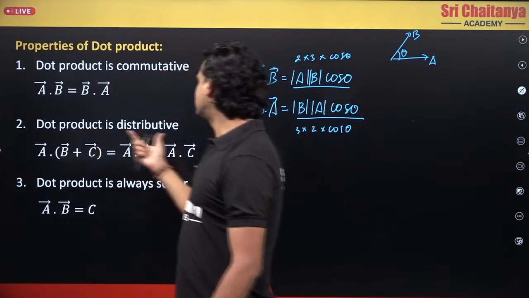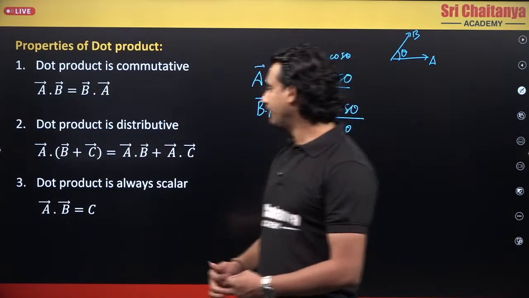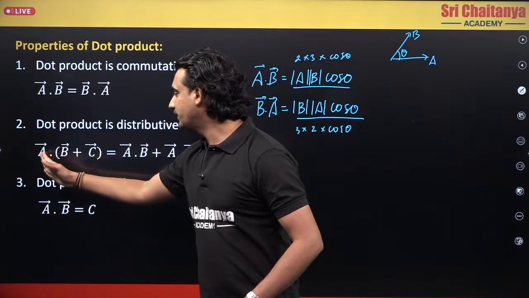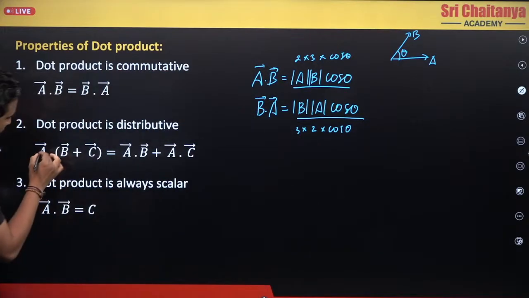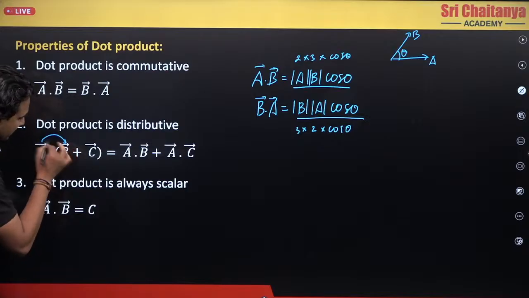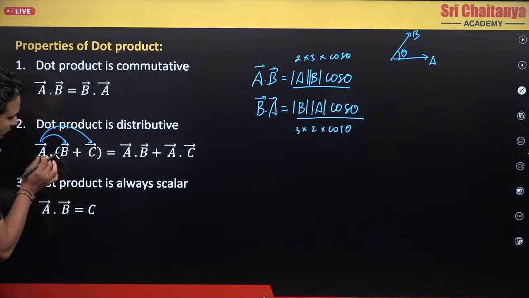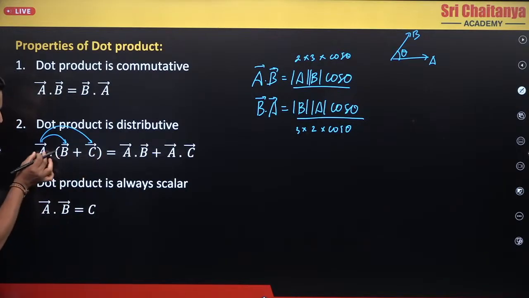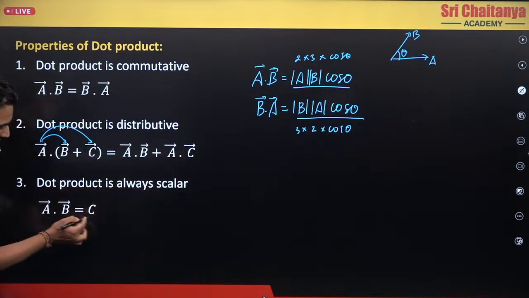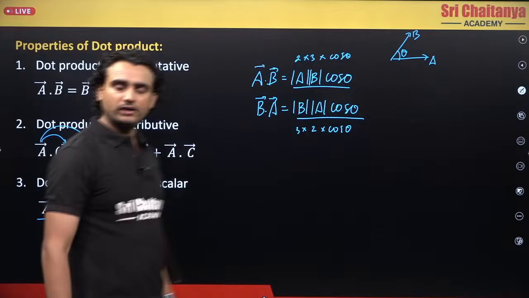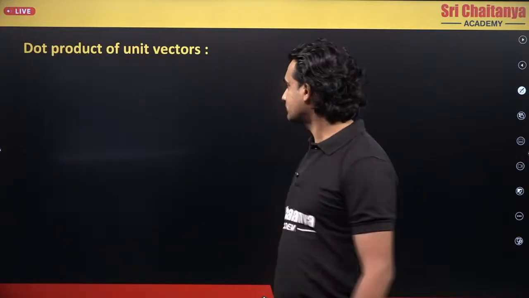Next, dot product is distributive. So when I have B plus C and it is in dot product with A, I can apply this dot product individually. First you apply with this and then you apply with this, just normal multiplication inside. So A dot B plus A dot C. Dot product is always scalar, which I have already told you. Dot product is always scalar.